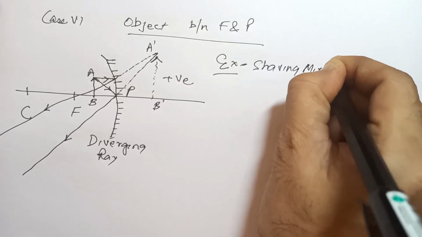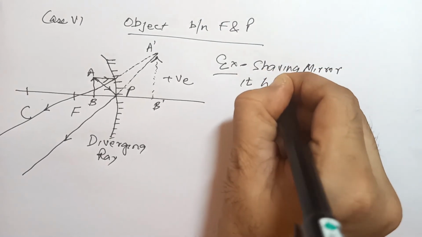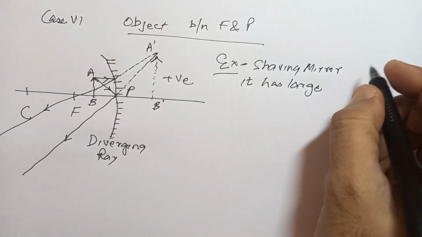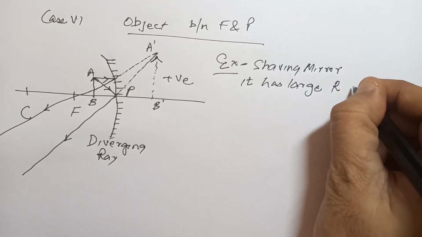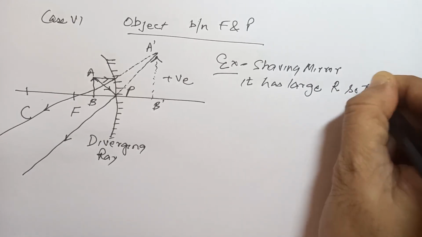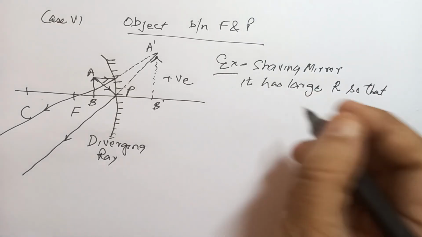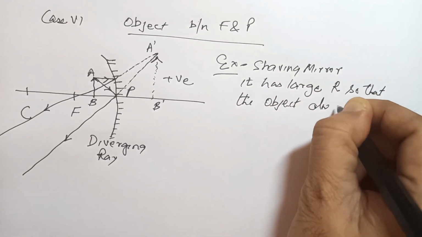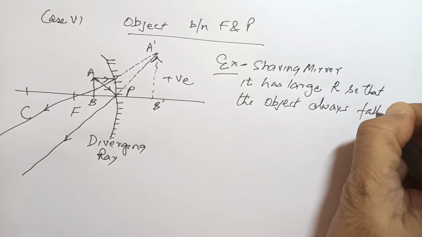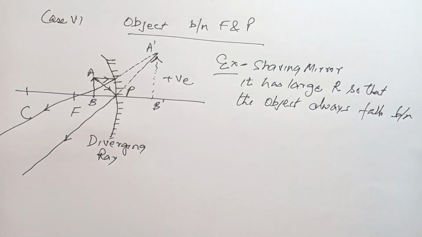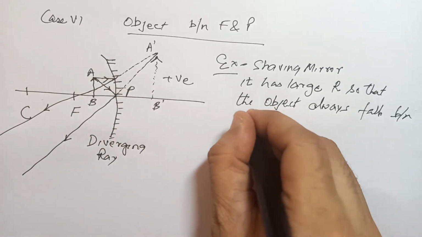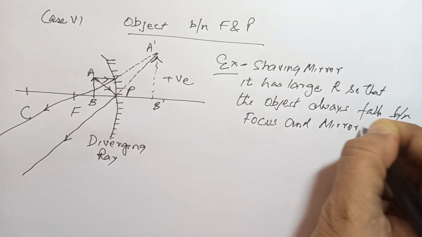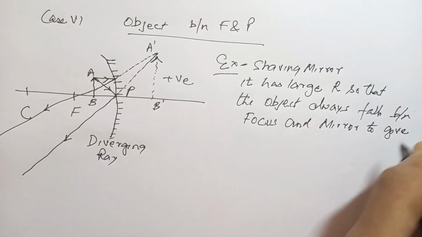A shaving mirror has a large radius, so that the object always falls between focus and mirror to give an upright image.